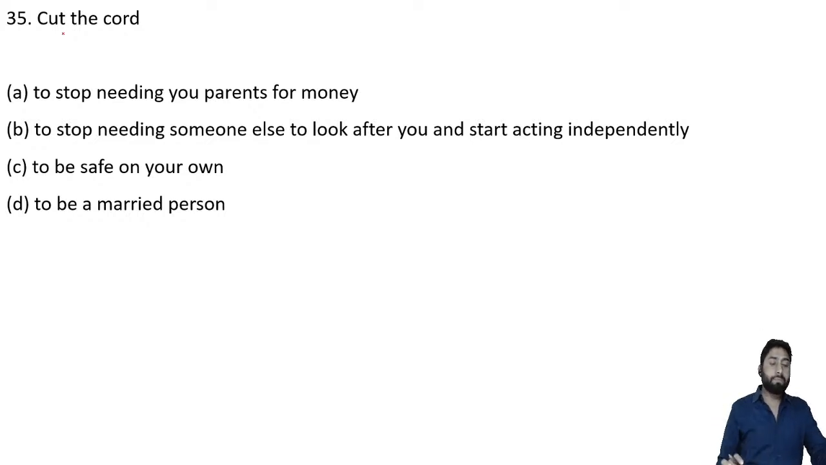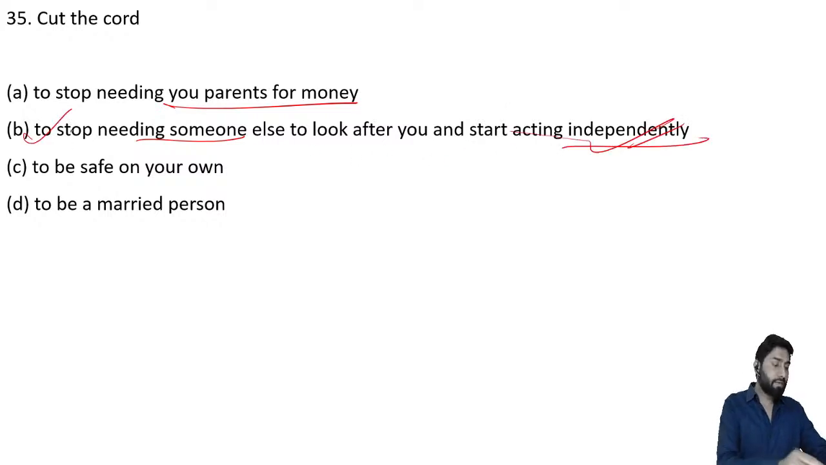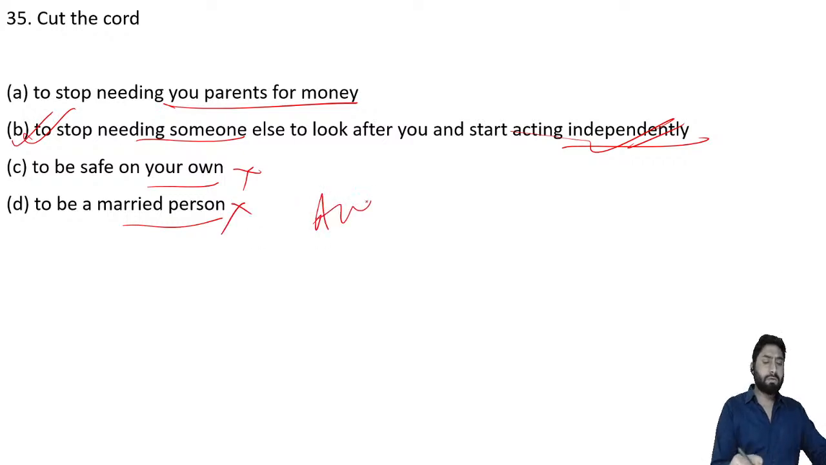To stop needing your parents for money. Not only parents, independent from everybody. That's the sense in which independent is used. So stop needing someone else to look after you and start acting independently. That's the answer anyway, right? Because that's exactly what it means. To be safe on your own, no meaning. To be a married person, not at all. So this is the option, answer B. Let's move to the next one.